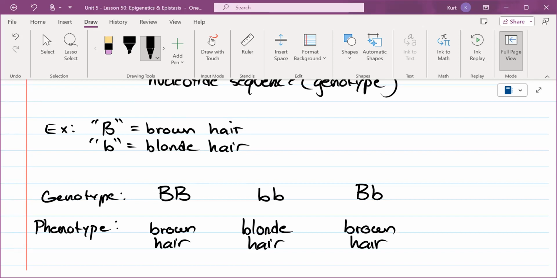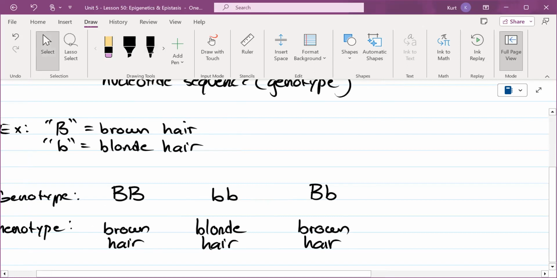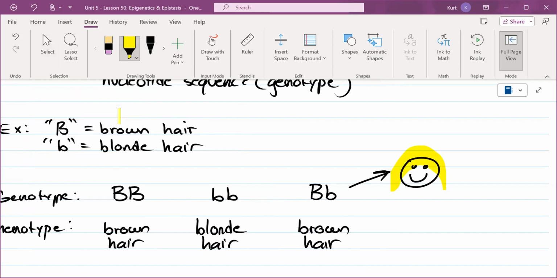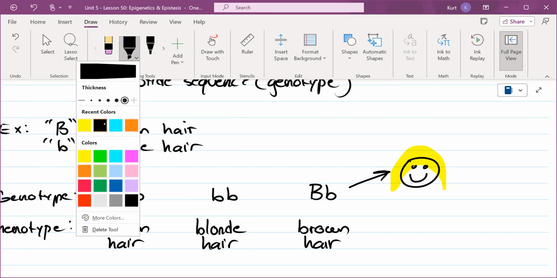But what if I had this person and I look at their DNA and it says heterozygous, but I look at them, my eyes work just fine, and they're blonde? What gives? Here's what's happening. One of their alleles might have been methylated.